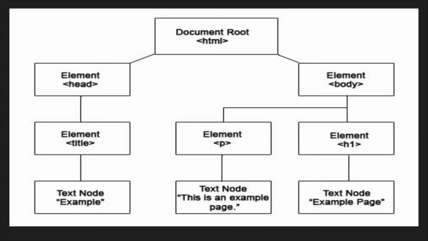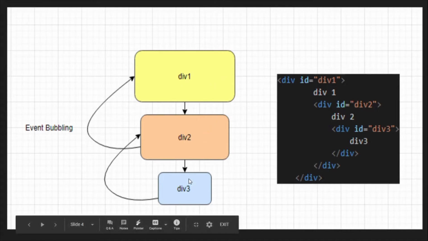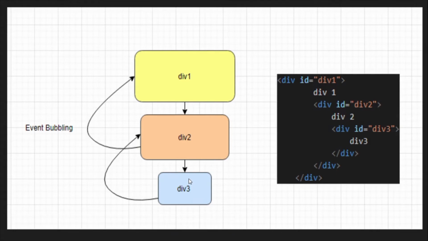What we mean by event bubbling here is, if you have three divs like this, and on the right side you can see the HTML for the diagram here. We have three divs: div1, div2 and div3, and div3 is a child of div2, div2 is a child of div1. So they have a parent-child relationship. This is our super parent, then div2 is the child of div1, then div3 is the child of div2. So what is event bubbling in this case?